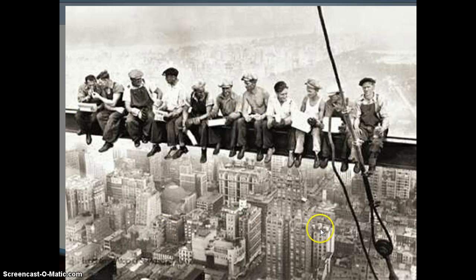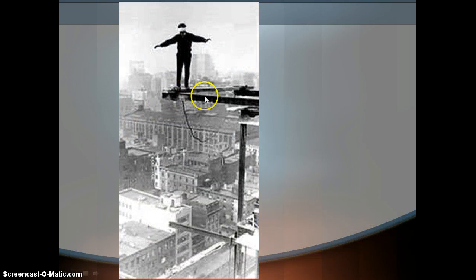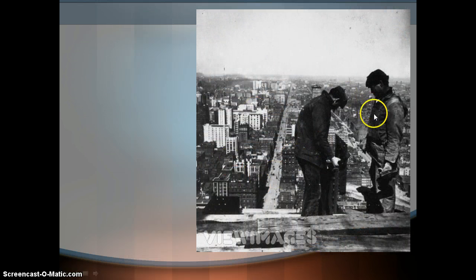Oh my God, this picture kills me. These guys just sitting here hanging out at lunch. And again, you notice there's no harnesses, there's no nets or anything. Here, this guy is walking out on the ledge. It's insane to me. Again, these guys all high up, crazy.